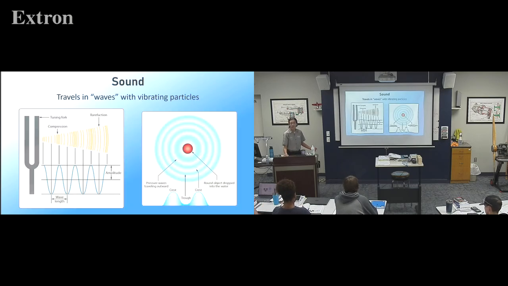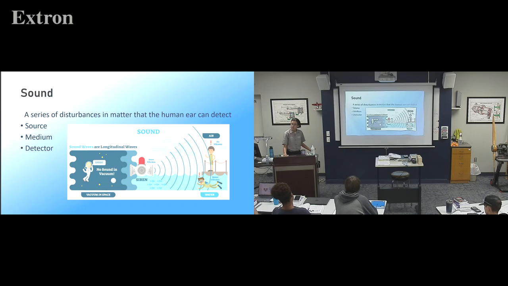Yes? By that definition, the dog whistle is obviously not sound, even though the dog hears it. Right, if you're defining it by the human ear, then technically, but something is detecting it. So if you go with a definition, it needs a source, medium, detector, the poor dog sure is detecting it. So, yeah, I would say that counts.